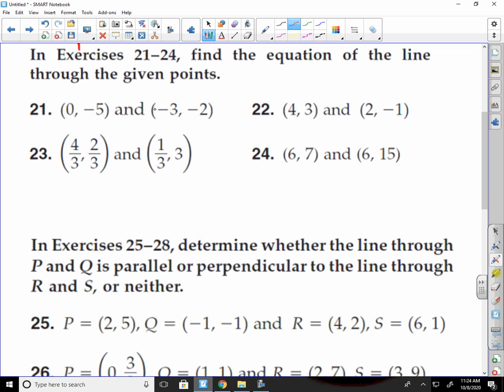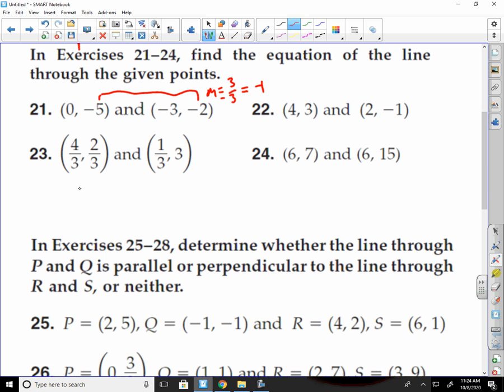21. First, we have to find the slope. Y2 minus y1, that's negative 2 minus negative 5. That's going to give us a positive 3 over x2 minus x1. That's 3 over negative 3, which is negative 1.